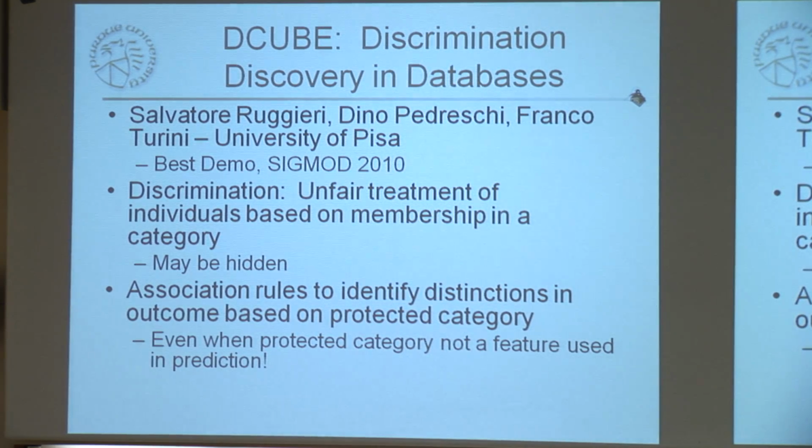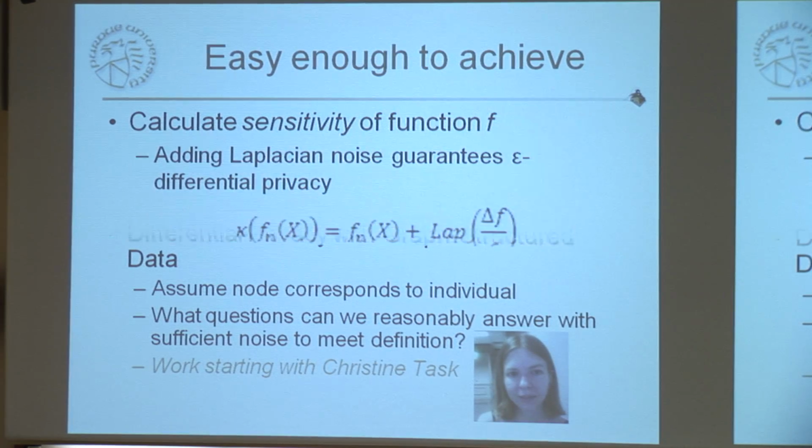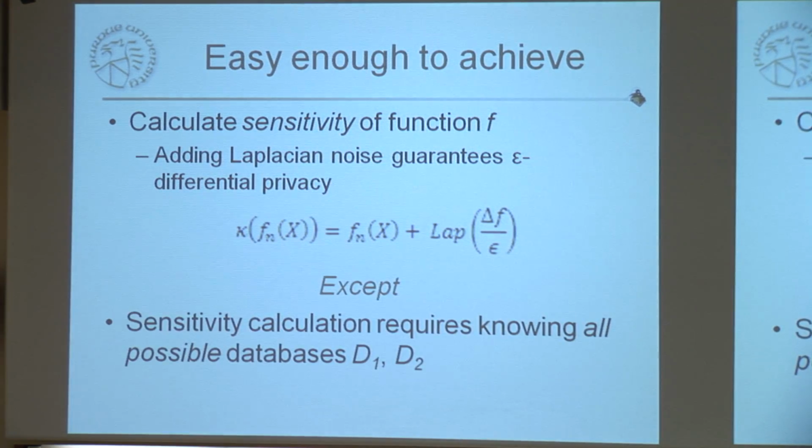This is some work that's just come out. It won a best demo at SIGMOD 2010, which used learning associations to determine when a protected variable was unfairly impacted by a rule. So this is an interesting use of machine learning to determine whether your machine learning is acceptable.